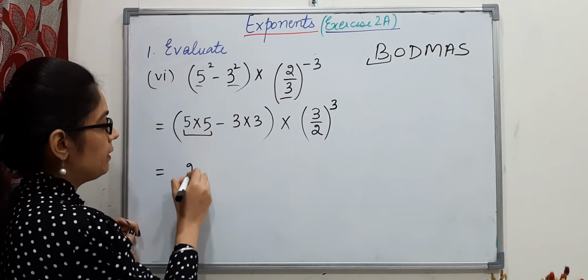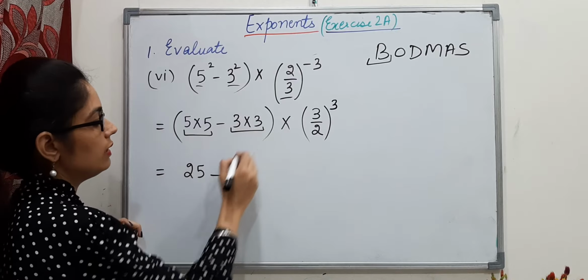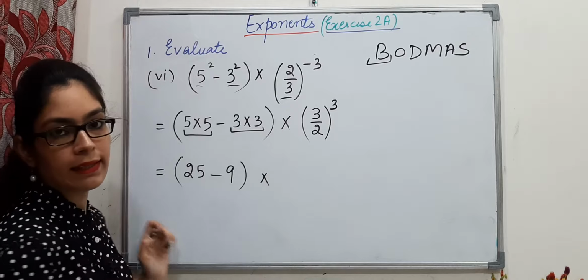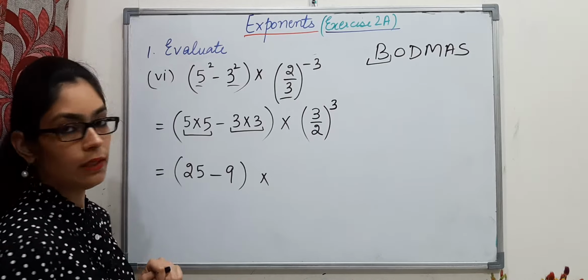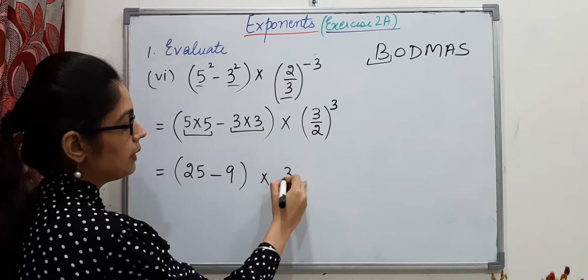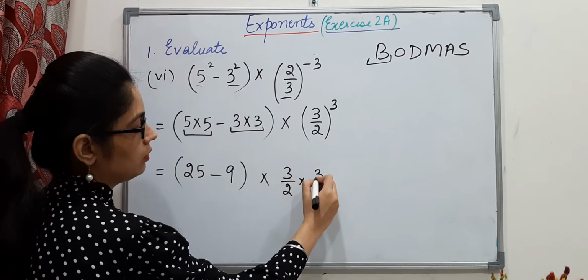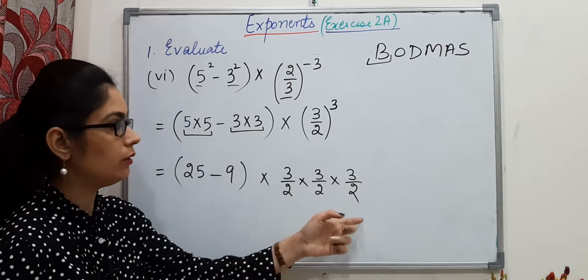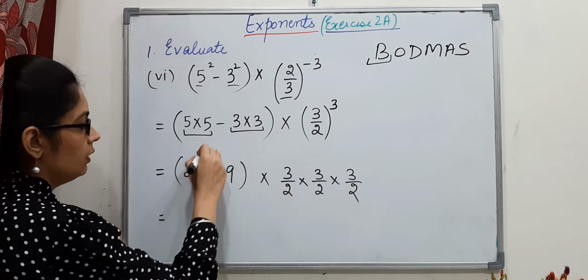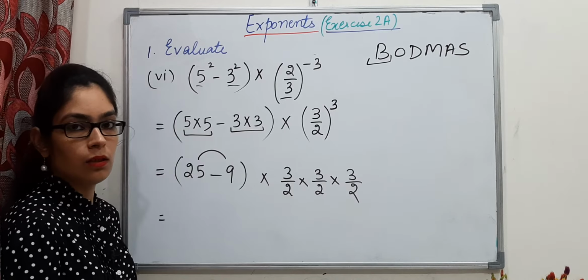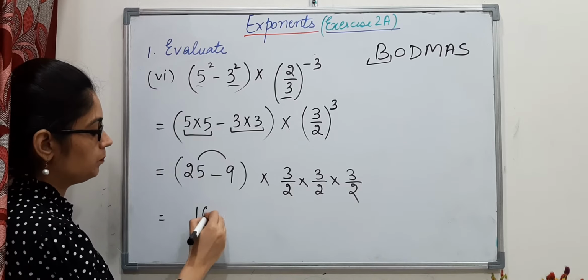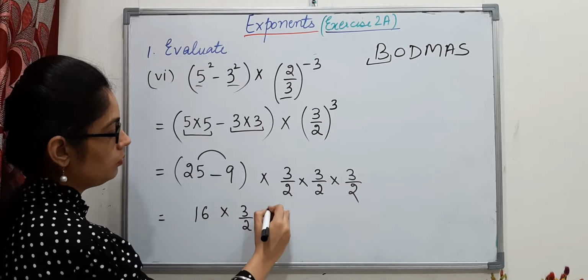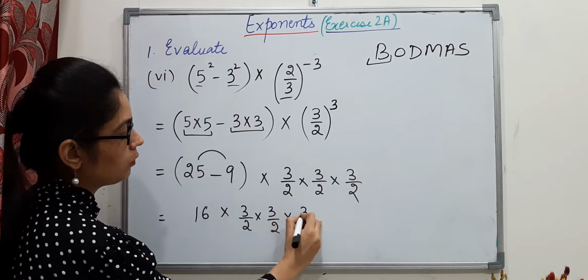5 into 5 is 25, minus 3 into 3 is 9, into this also we can solve. So (3 by 2) to the power 3 means it will get multiplied by itself 3 times, which means we have to write it as 3 by 2 into 3 by 2 into 3 by 2. 25 minus 9 is 16. So 16 into 3 by 2 into 3 by 2 into 3 by 2.